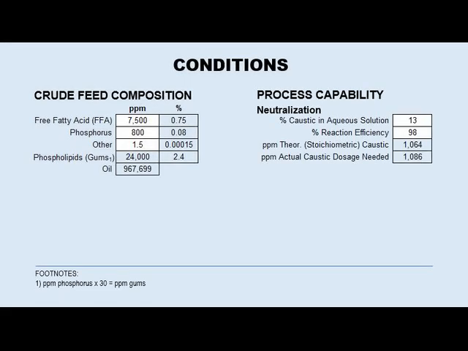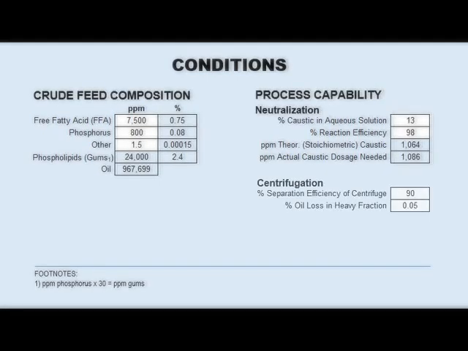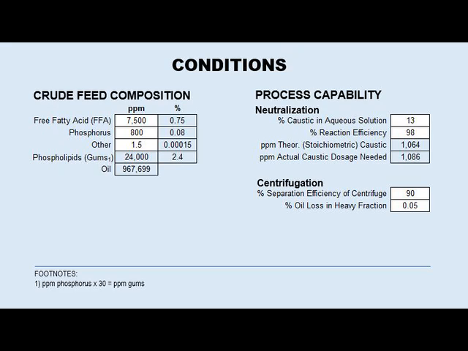The reaction equation showed us the mass ratio of caustic to oleic acid. So we can use this ratio to determine the concentration of caustic needed to convert the oleic acid to soap, in our example. Then we need to account for reaction inefficiency by adjusting the stoichiometric amount accordingly. From here we can determine the amount of water in the caustic solution, based on the typical caustic concentration of 13%.